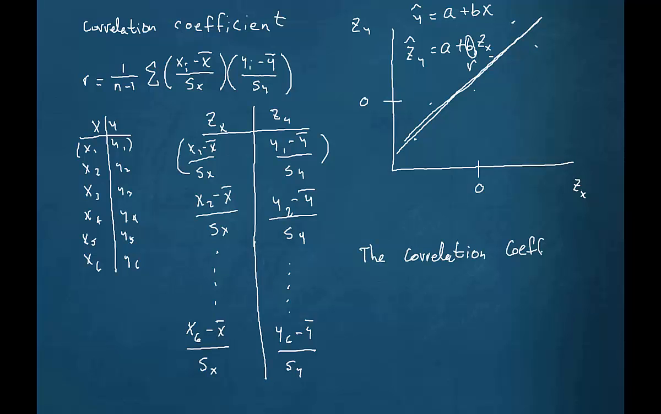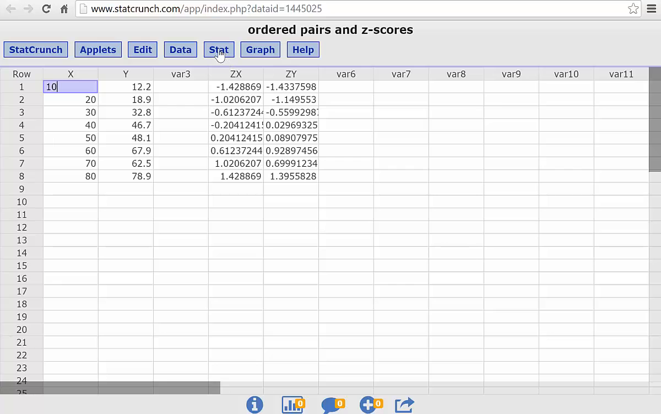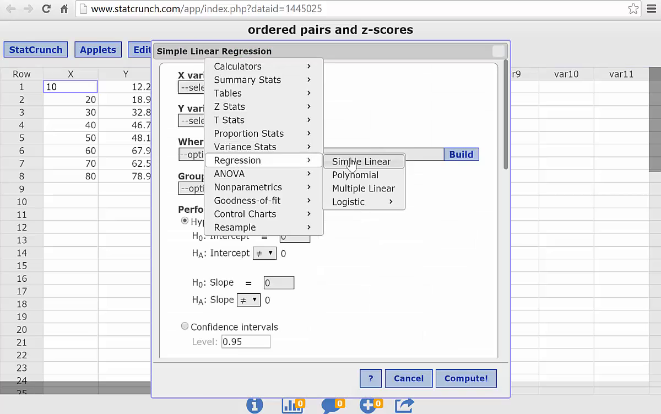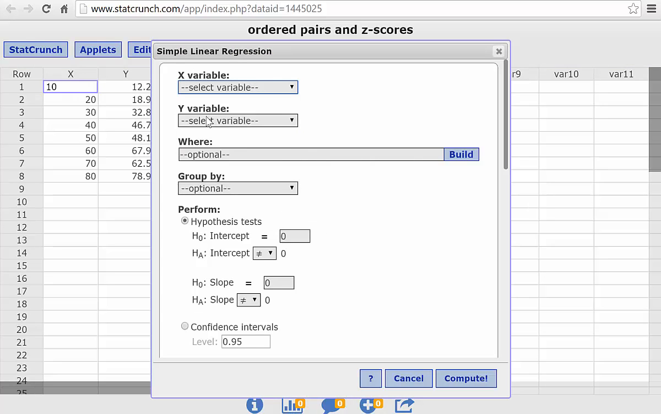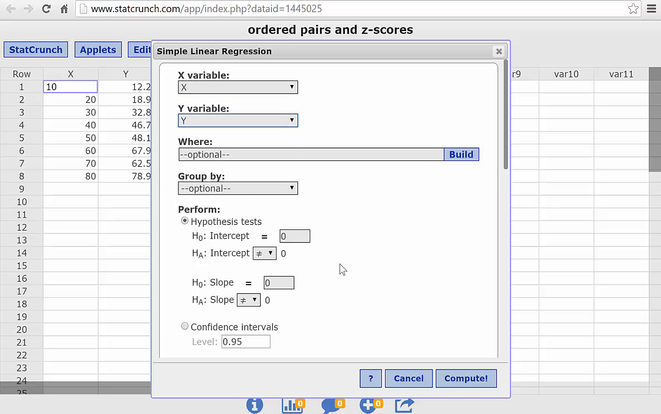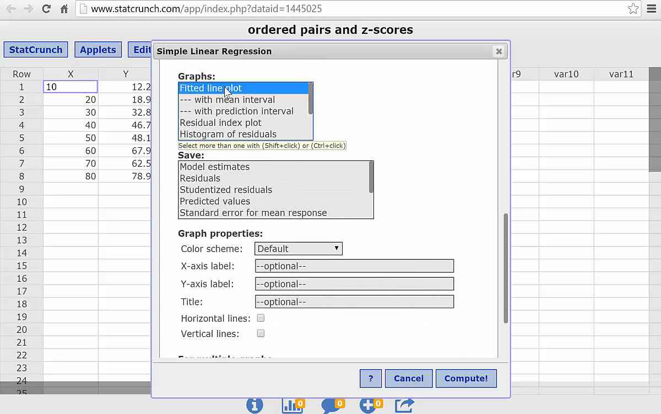Now let's look at an example. Here we have some correlated xy values. And I'm going to construct a regression line by clicking Stat, Regression, Simple Linear, choose the x values for my x variable and the y values for my y variable. And something that I want to do is plot the fitted line and plot the residuals versus the x values.